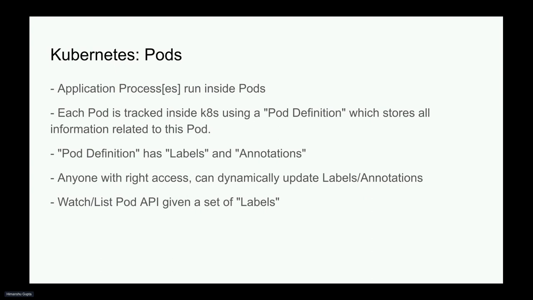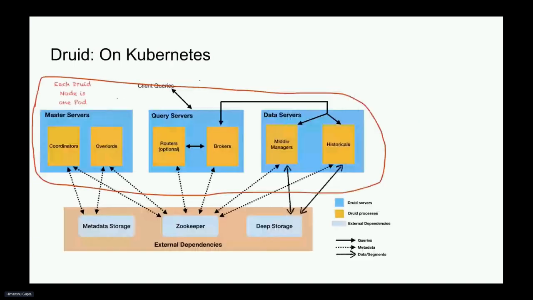And then Kubernetes gives watch notification type APIs where you can say, hey, give me notifications for all the pods which have these labels. So when we deploy Druid in Kubernetes, of course, all the nodes are running as pods inside Kubernetes.